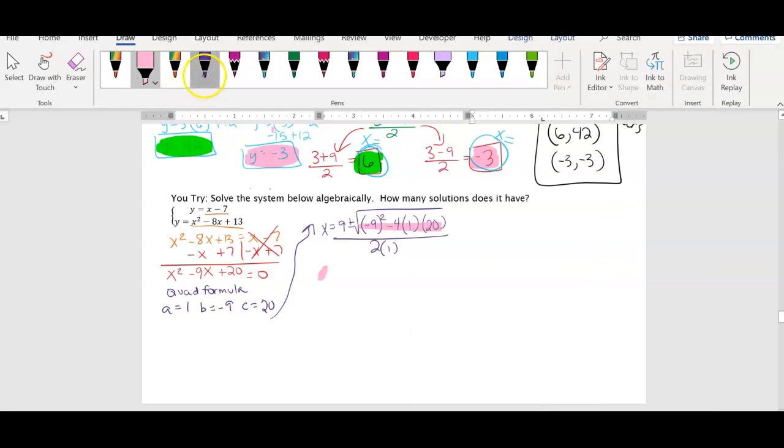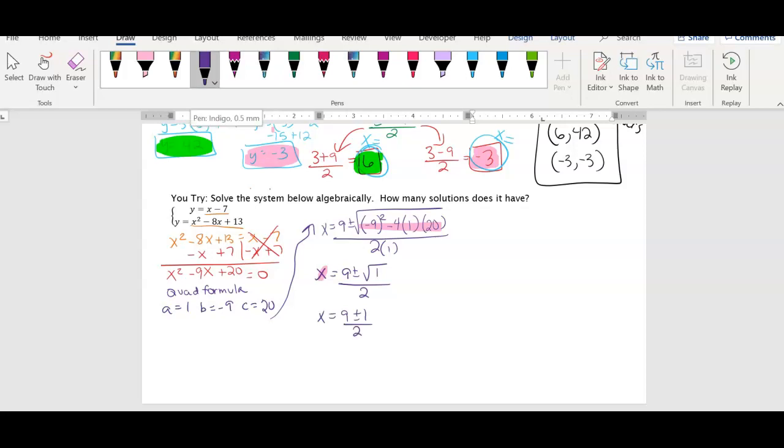So x equals 9 plus or minus the square root of 1 over 2 times 1 is 2. The square root of 1 is a perfect square. It actually equals 1. So I'm going to rewrite this again. 9 plus or minus 1 over 2.